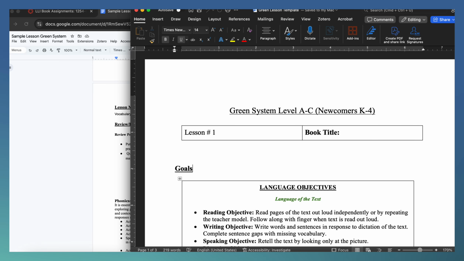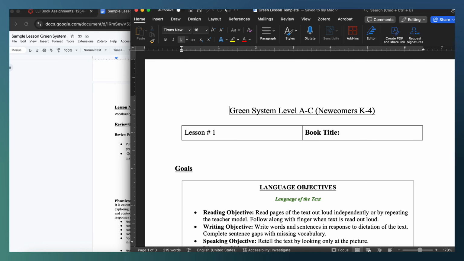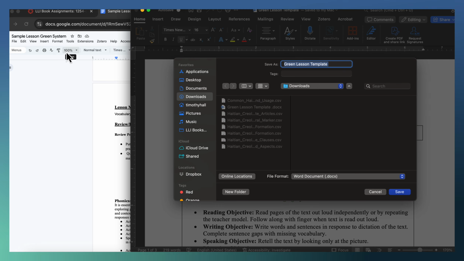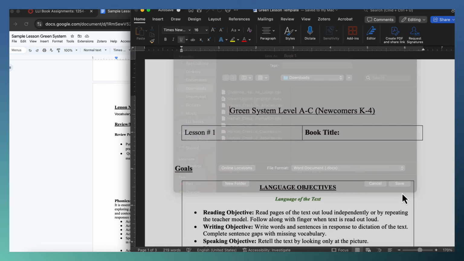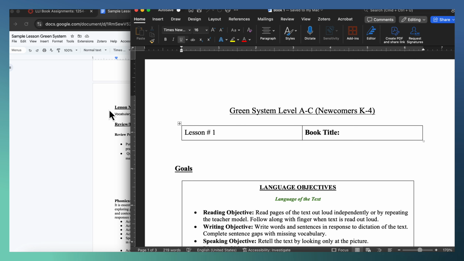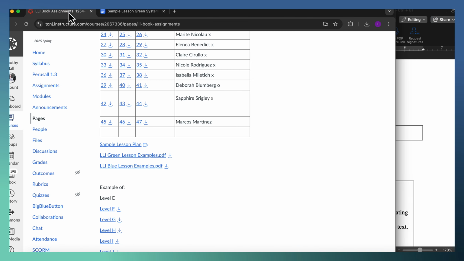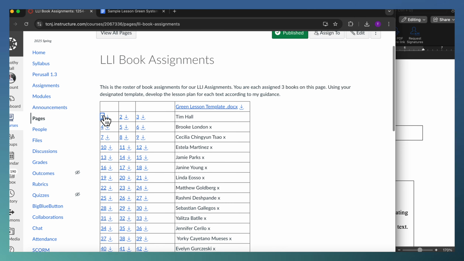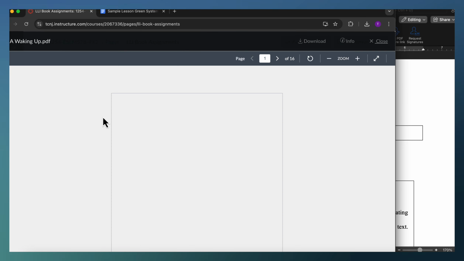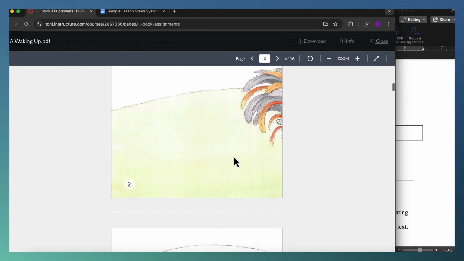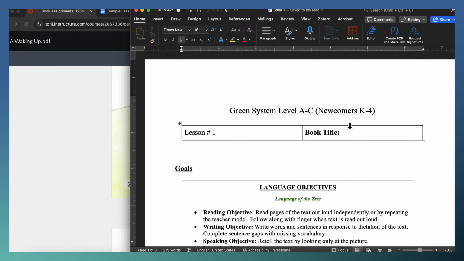All right, so the first thing I am going to do is rename this as Book 1, because I'm dealing with Book 1. And the book that I am working with is called Waking Up. That is Book 1. So I am going to put the title of that book right here.